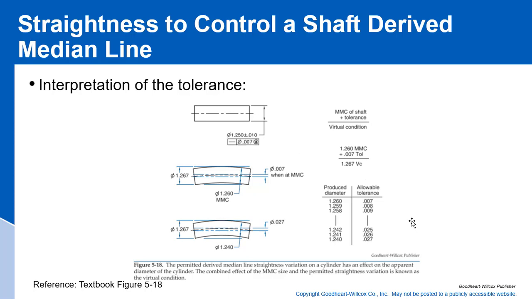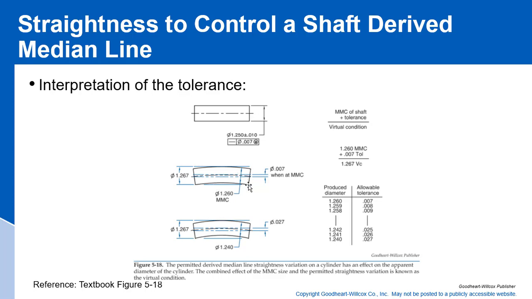What does that mean? We have our form here. Our maximum form would be the 267. How do we get to the 267? That is essentially the virtual condition, the MMC of the shaft plus the tolerance. So if we take the 1.250 up to the maximum dimension of 1.260, and then add to that the 7 thousandths straightness tolerance, we get 1.267 virtual condition. So here's our virtual condition.